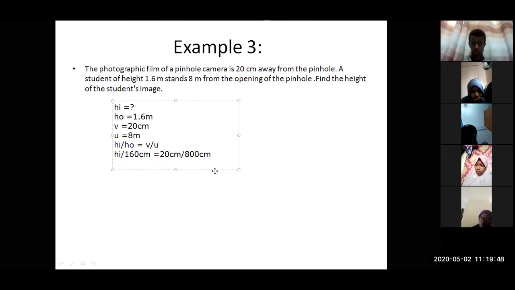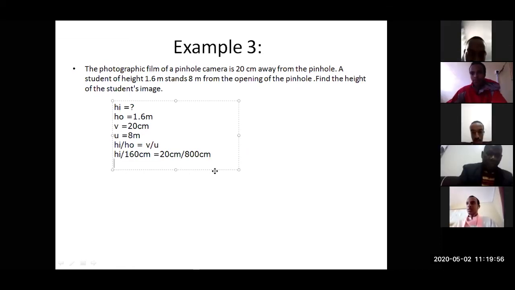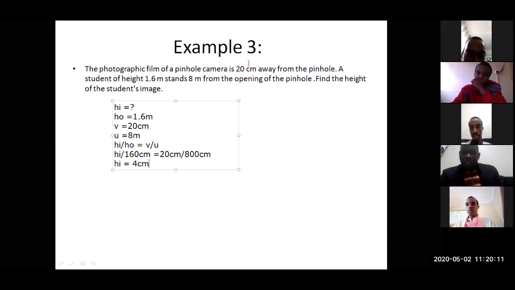So you can see we are going to have 20 over 800, then we multiply by 160. So 20 divided by 800, I get the answer to be 0.025. Then I multiply by 160. I'm getting the answer to be 4 centimeters. So our HI is equal to 4 centimeters.